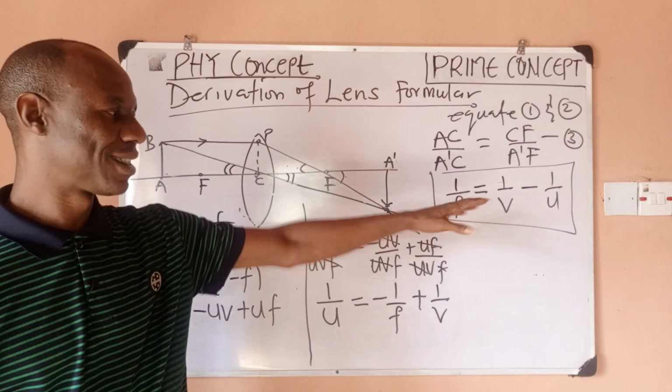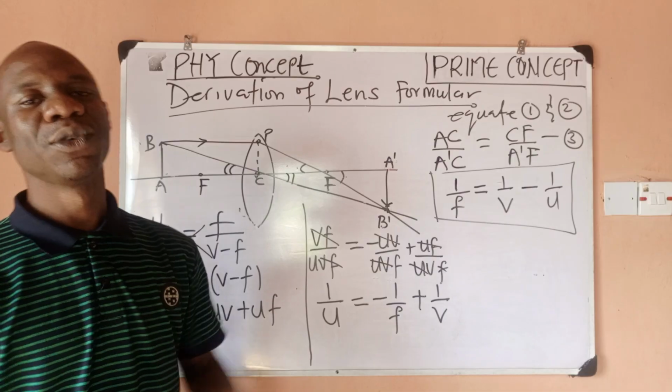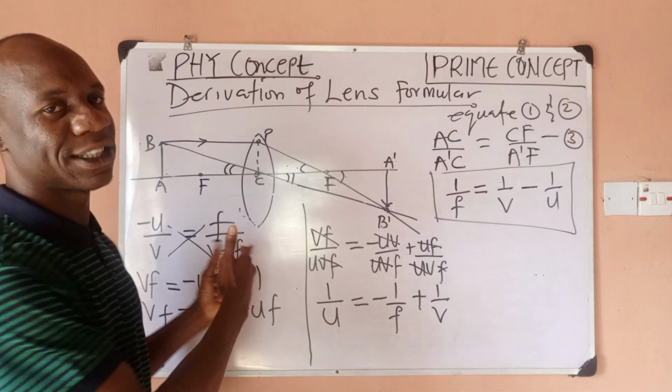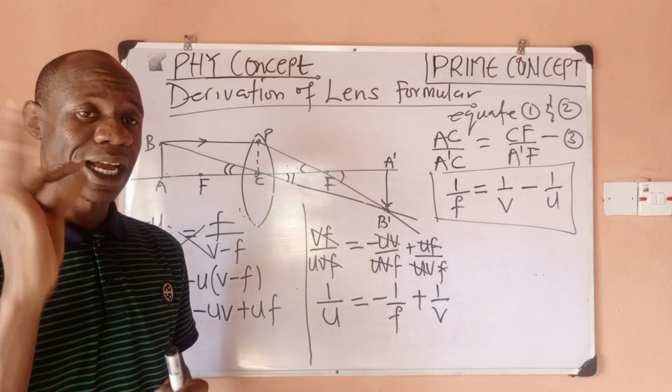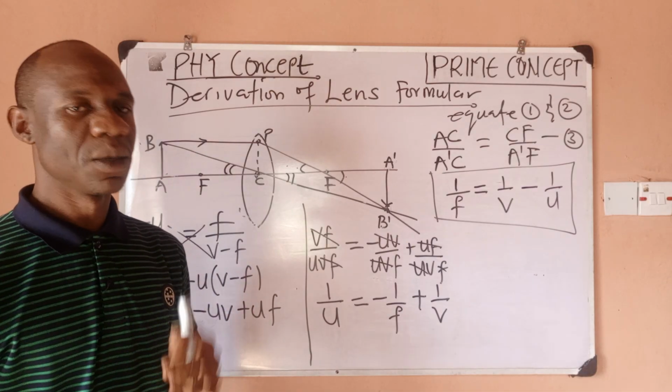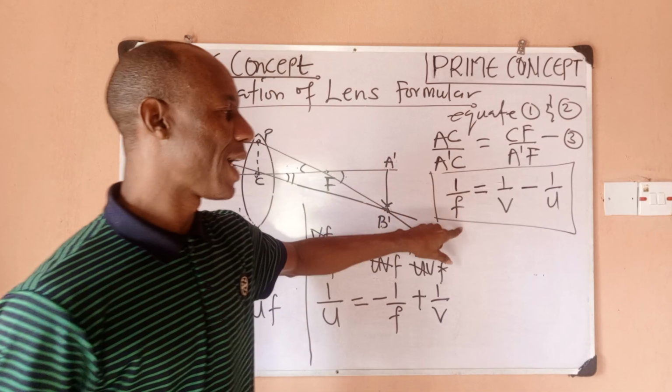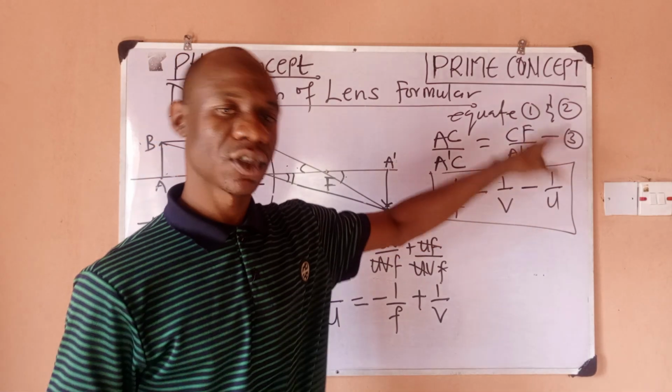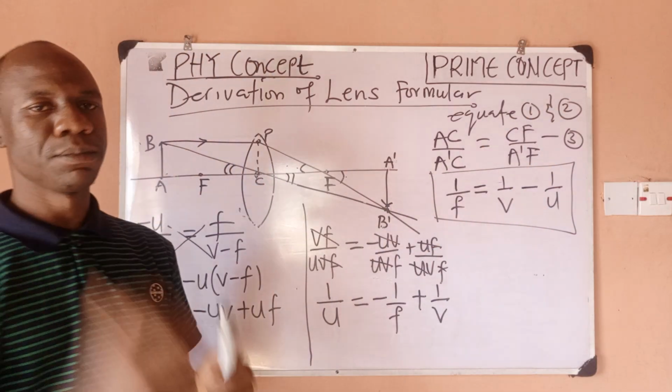So you can see that this is different from our mirror formula, following our sign convention. Our mirror formula is 1 by F equals 1 by V plus 1 by U. But our lens formula is 1 by F equals 1 by V minus 1 by U. So do not mix these two relations.